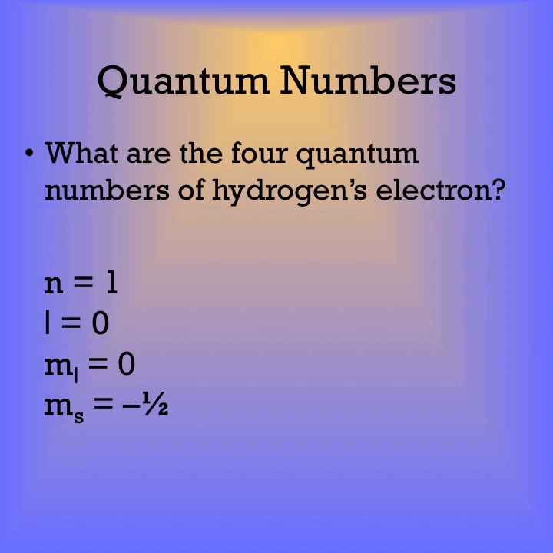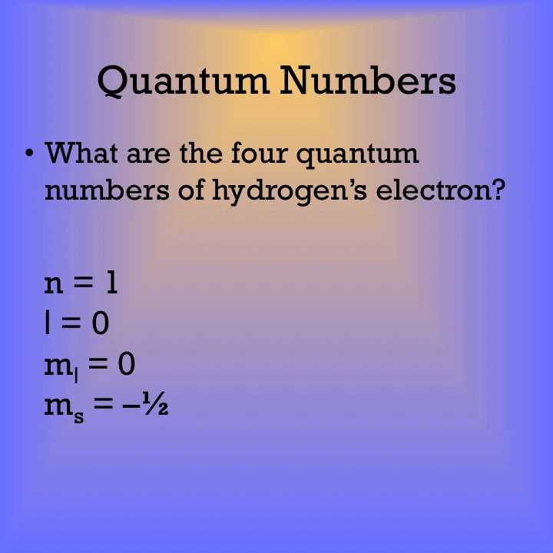So if I look at the second electron of boron, it will live in the first energy level, so N will equal 1. Because N equals 1, L will equal 0. Because it's the only thing it can be. M sub L will also be 0. Again, it's the only thing it can be. But this time, the second electron of boron will have a spin that is opposite to that of the first electron of boron. So M sub S for the second of boron's electrons will be positive 1/2.